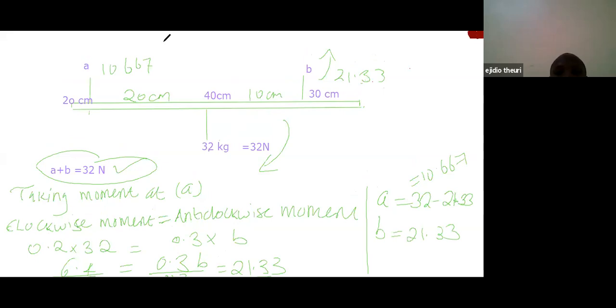So anyone with a question on that? If you have no question, you can decide to use B as the pivot. If you use B as the pivot, what will happen? You expect things to change.